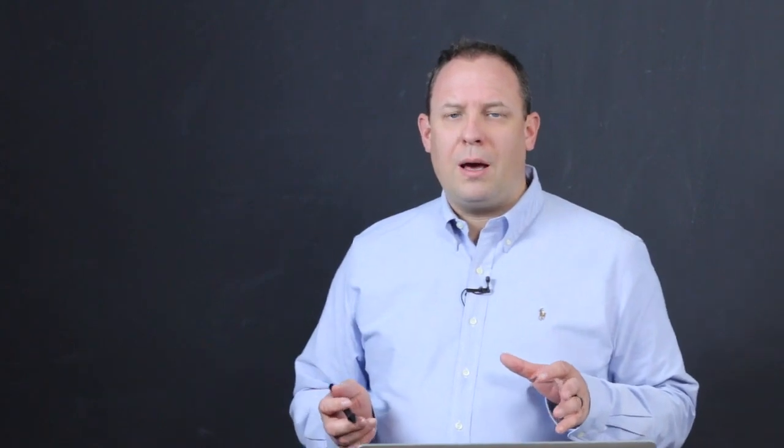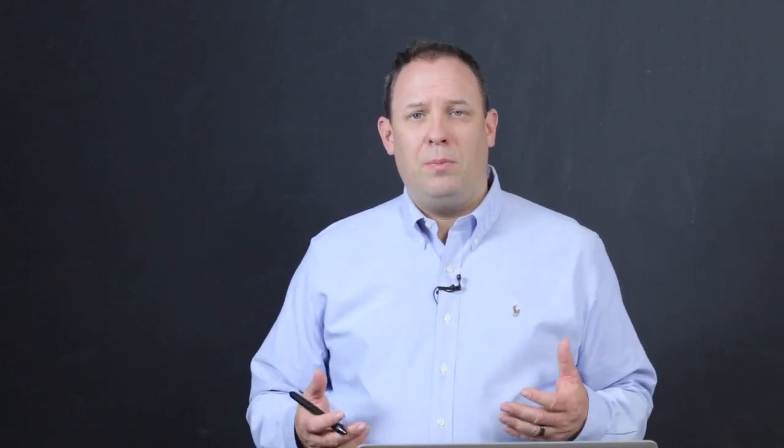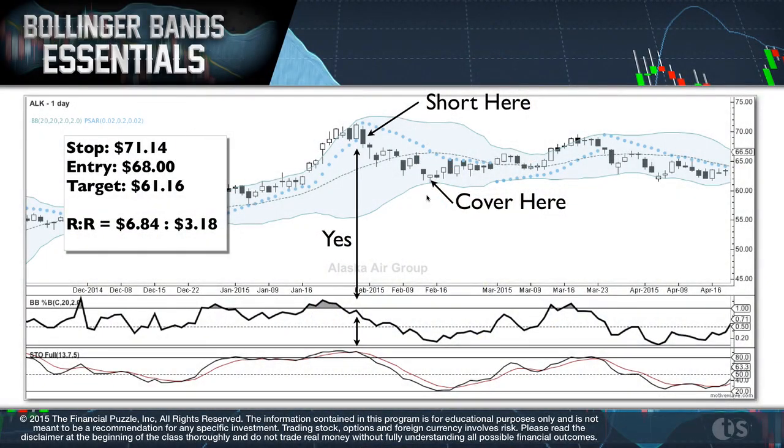If you do that with a put option, that's going to work out really, really well. You can do it with a stock trade as well. There's a lot of ways you could do this, but the idea here is it's a good risk reward trade. It's a high probability trade because we had that weakness at the upper band, and that sets you up for the trade to reverse and to go the opposite direction, as we saw here on this Alaska Airlines trade.